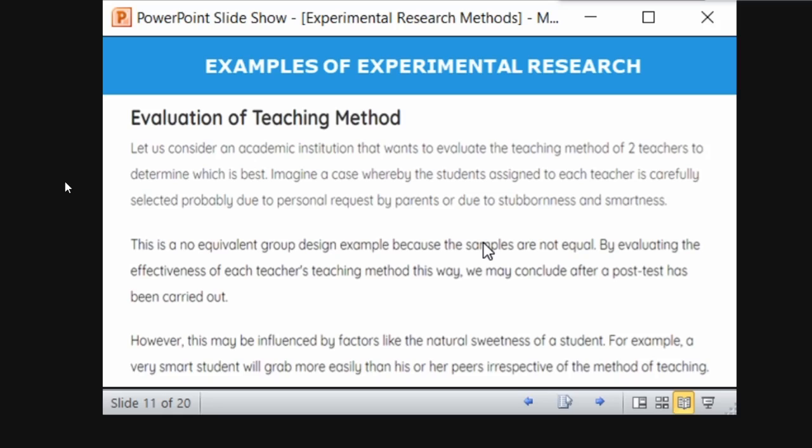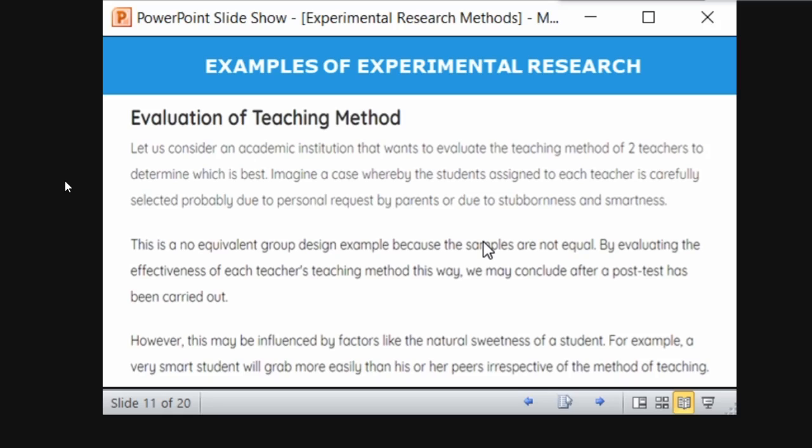After the teaching is implemented over a period of time, they will conduct the evaluation to assess which teaching method is best and which teacher has imparted more knowledge to the students.